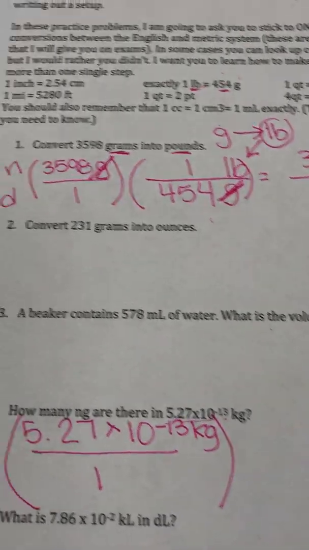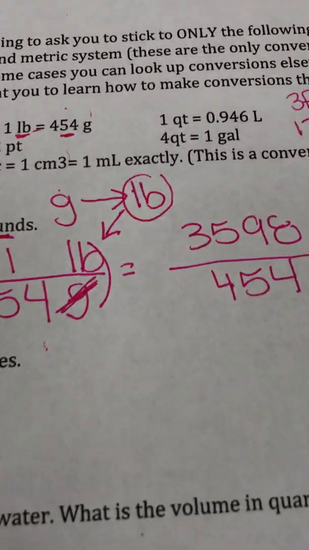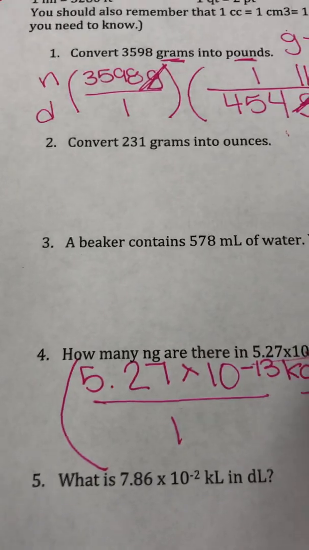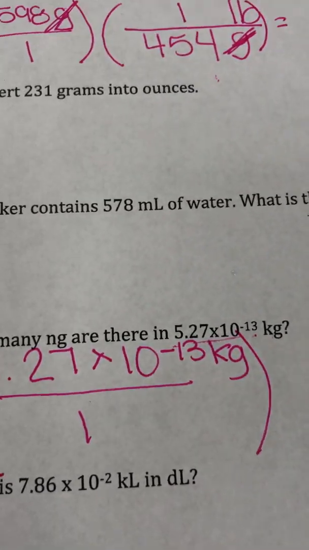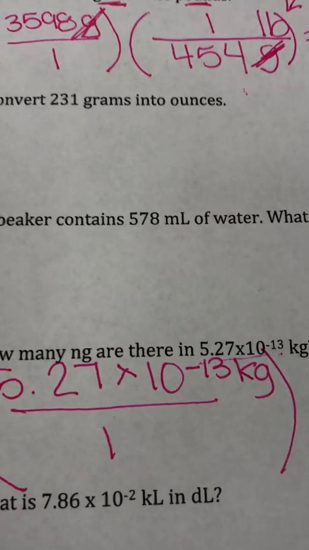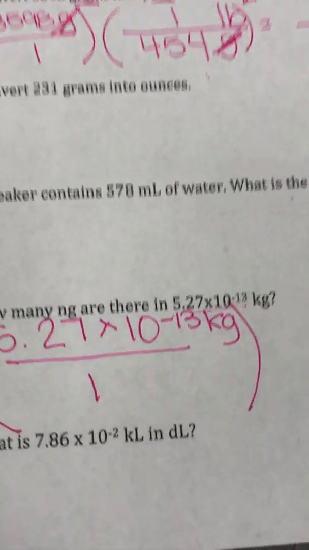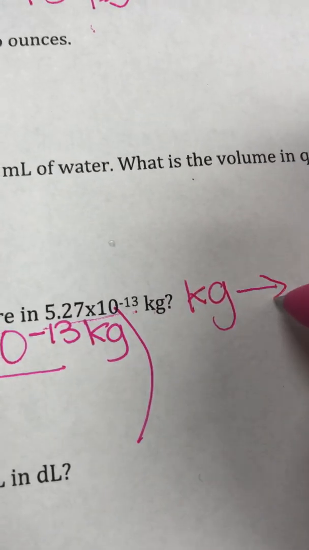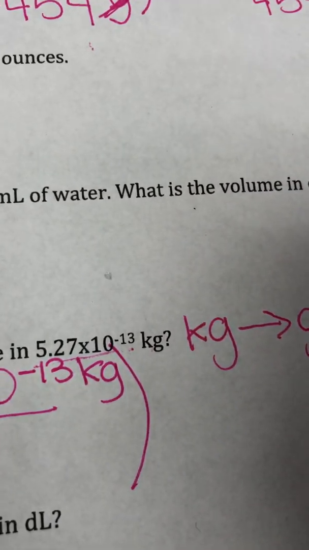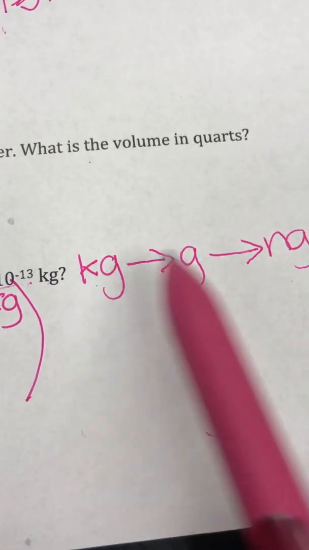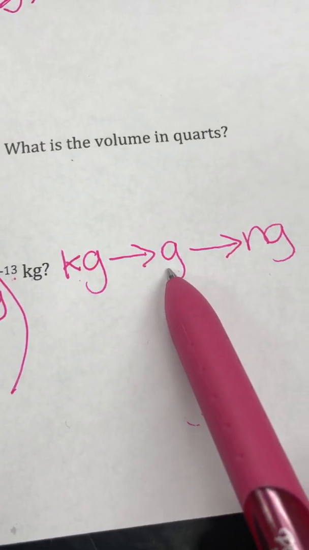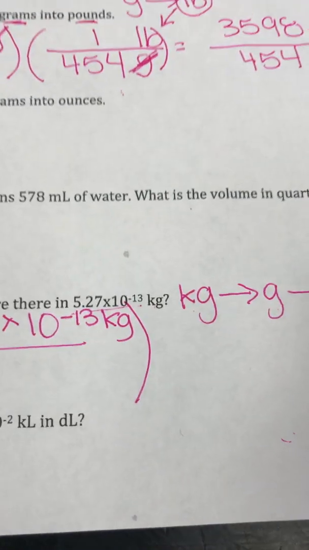So let's go ahead and cancel out. Before I go on, this is not a one-step problem. I'm not just going to be able to go from kilograms straight into nanograms. I mean, you can, but it does take extra practice. And for right now, I'm going to make sure that we are all following along. So for my steps, I'm going to go from kilogram to gram to nanogram. That means I need to cancel out kilogram to get to gram, and then cancel out gram to get to nanogram. So let's try that now.